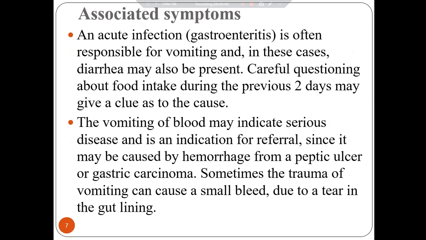The vomiting of blood may indicate a serious disease and is an indication for referral, since it may be caused by hemorrhage from an active peptic ulcer or from gastric carcinoma. Although sometimes the trauma of the vomiting can cause a small bleed due to a tear in the gut lining, sometimes the bleeding may be of minor origin, resulting from cutting or tearing of the gut lining due to the trauma of the vomiting.